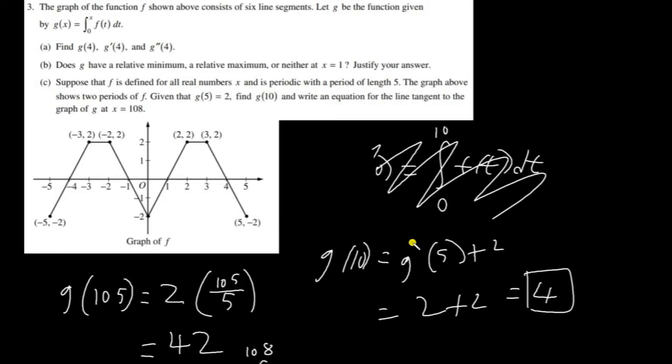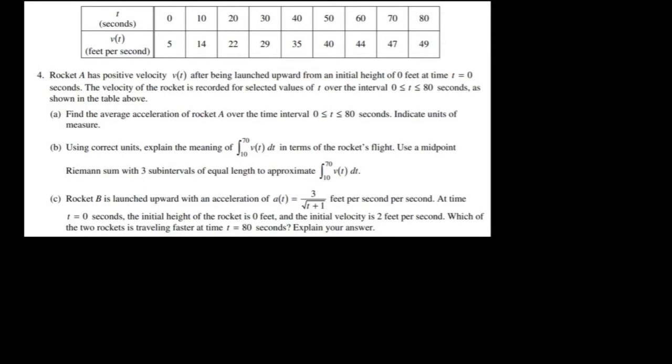Next one. So question 4, we have a rocket that has a positive velocity v of t being launched upward from an initial height of 0 feet at time t equals 0. The velocity of the rocket is recorded for several values of t, where t is between 0 and 80 seconds, as shown in this table above. Part A, find the average acceleration of rocket A over the time interval from 0 to 80, indicate units of measure.